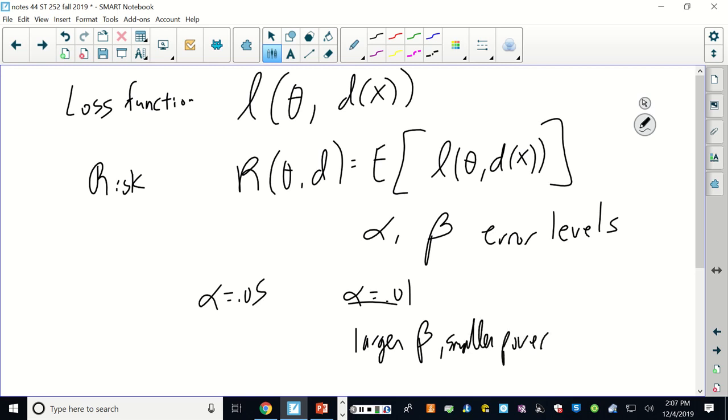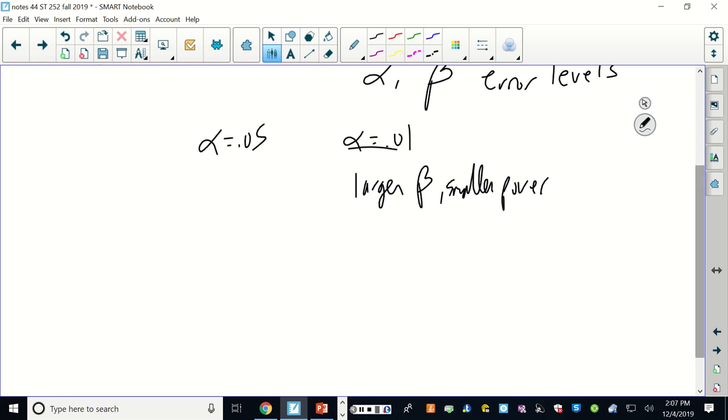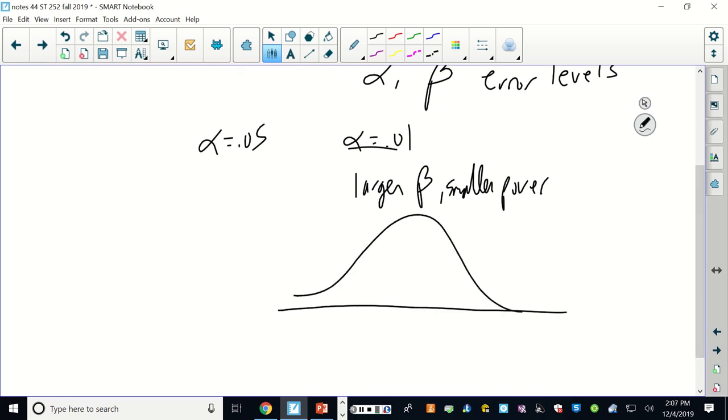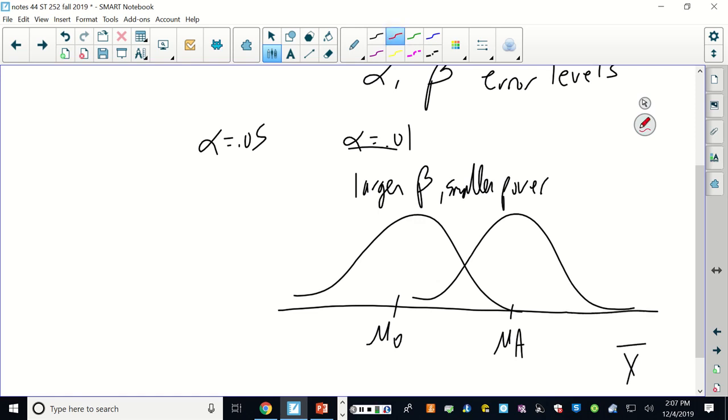The picture we've used several times to illustrate power is this type of picture, where here's the null hypothesis and here's the alternative. These are sampling distributions for x bar. We're going to reject the null hypothesis, two-sided, if we're out here. Those are the rejection regions out here. And these are set up so that we have little areas under the curve, little alphas here.